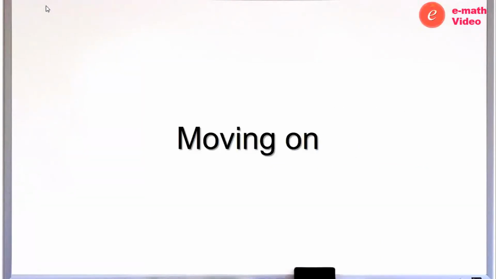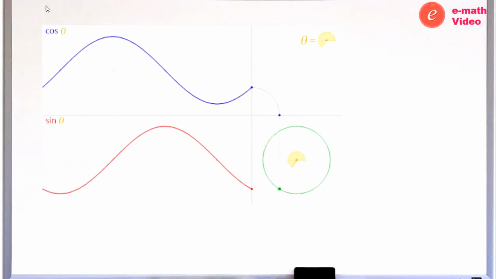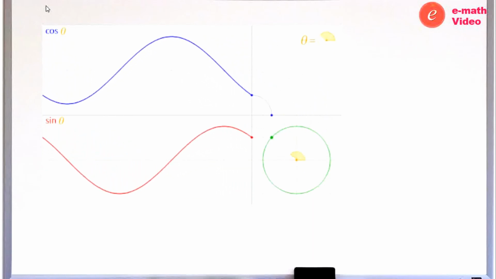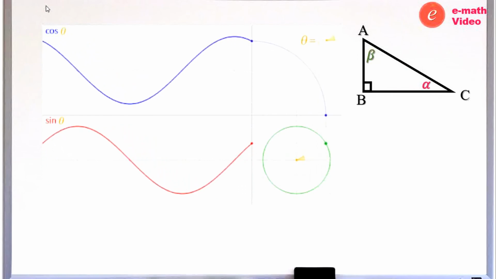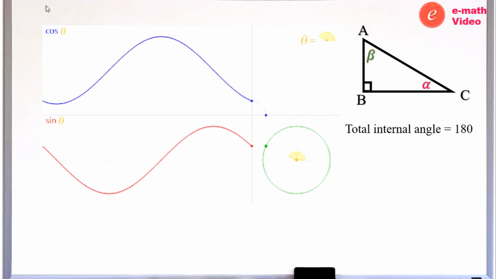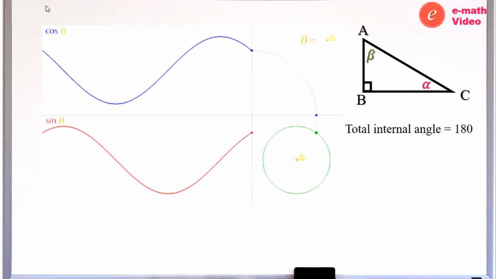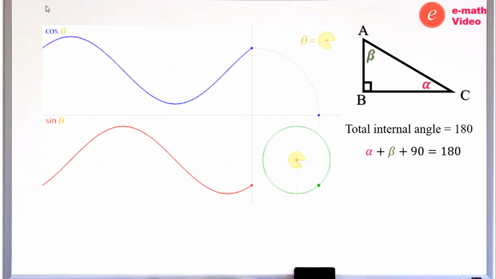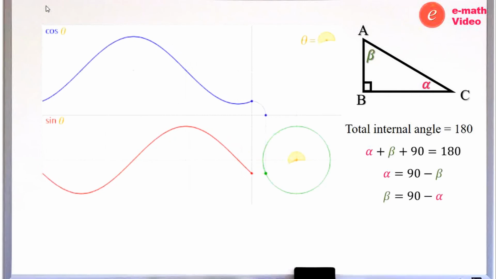Moving on, watch an animation to relax a bit. From this animation, we can see that sine and cosine complement each other by 90 degrees. Another proof is, consider a right triangle ABC. Since total internal angle of triangle is 180 degrees, alpha plus beta plus 90 equals to 180. Simplify, we get alpha equals to 90 minus beta, or beta equals to 90 minus alpha.